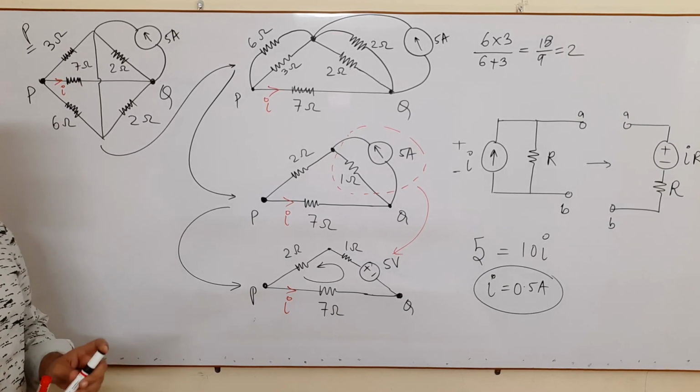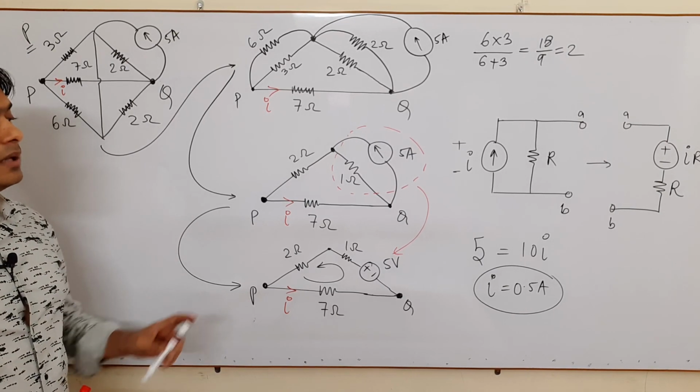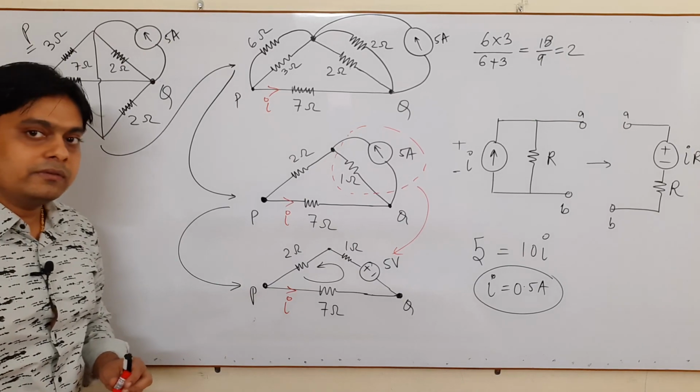So just by repeating the video once again, you can understand the concept of how we found the value of I equal to 0.5 ampere.